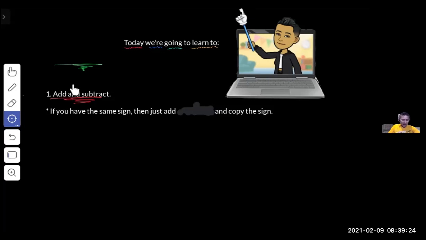First of all, guys, we're going to add and subtract. In order to do this mathematical operation, which is really simple and important, we're going to have two cases. Because we're going to be adding two, three, or more terms, let's start off with two of them. If we have two numbers with the same sign, what do we have to do? We have to add and copy the sign.